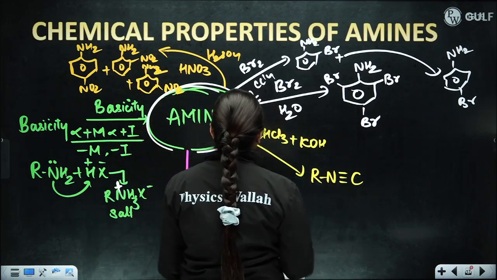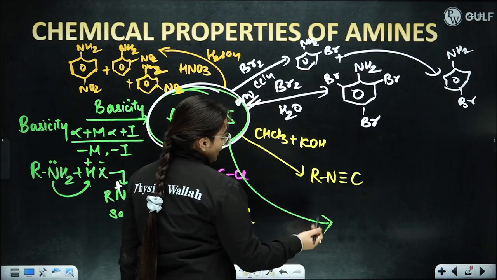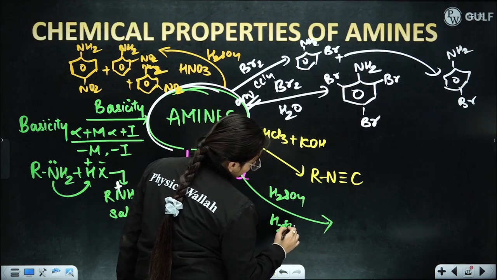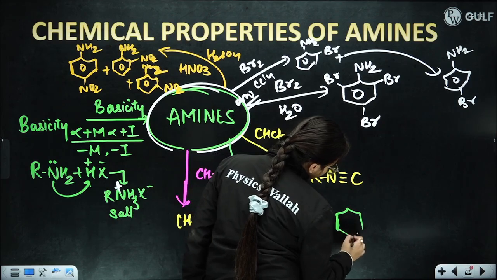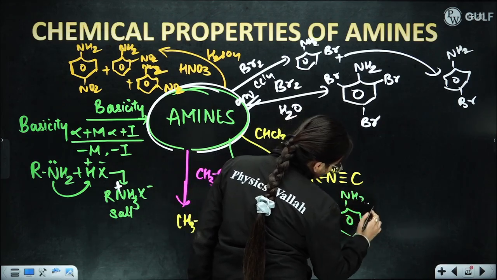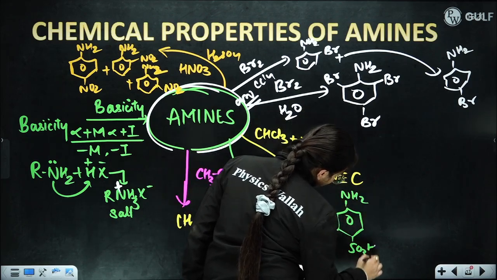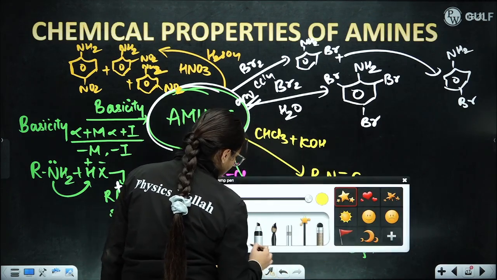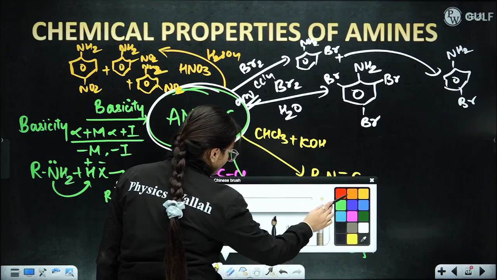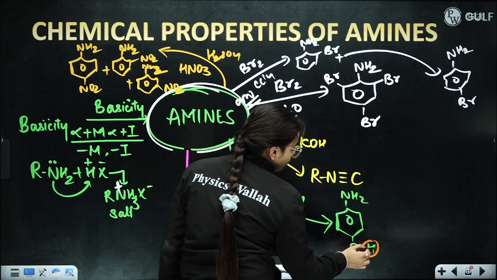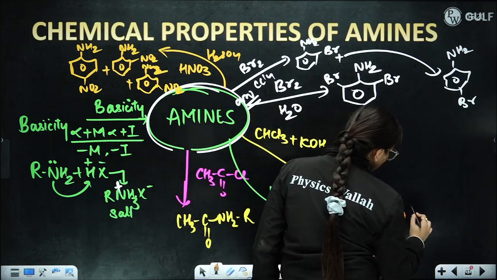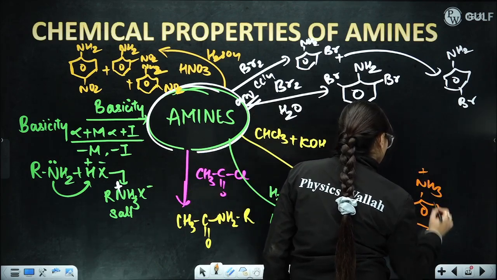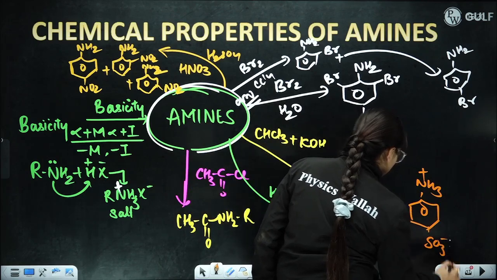And if you are taking H2SO4, here a zwitter ion will be created. Let me show you how. It is NH2, here SO3H will come. Now the next step is quite different. The H will go over there. You will get a zwitter ion, NH3 positive, SO3 minus.